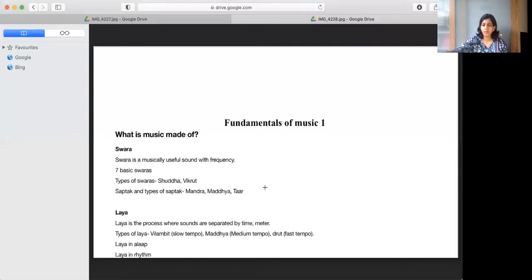So this is a vilambit teen taal, which is a very slow tempo in which vilambit khayals are sung. In madhya lay, bandishes are sung. And in dhruta lay, the fast tempo, which we'll just listen to now, this is dhrutam.